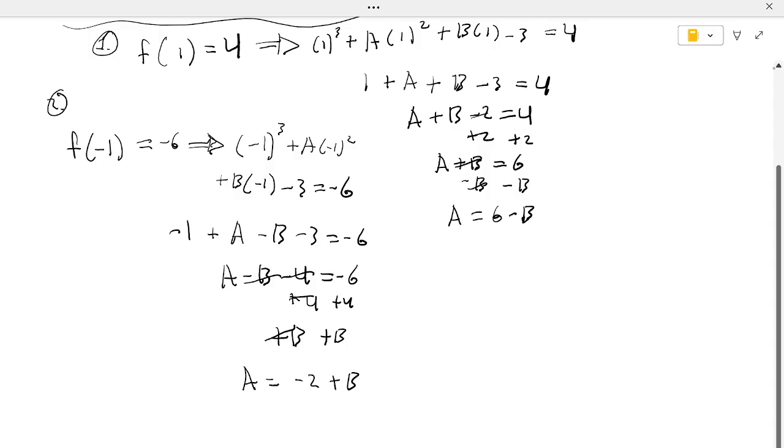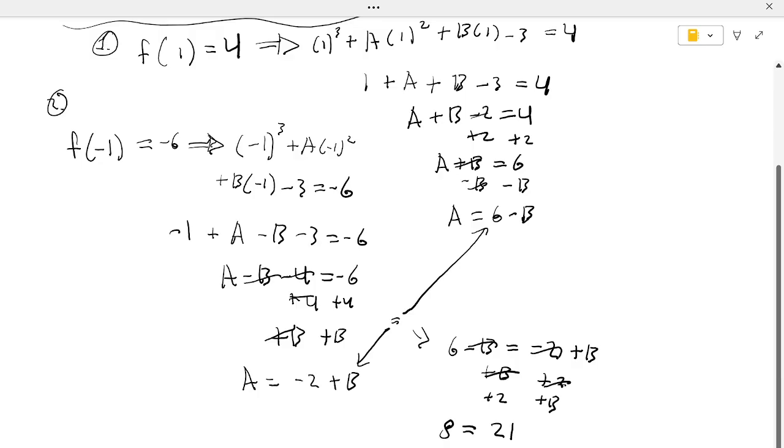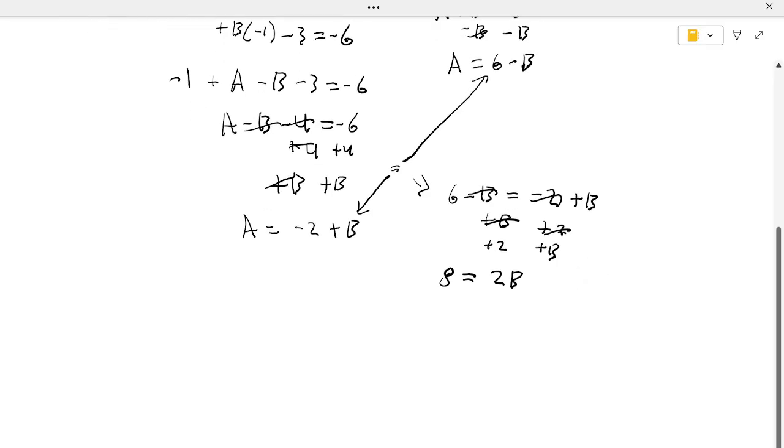I have a is equal to 6 minus b, and a is equal to negative 2 plus b. What I'm going to do is, because a is equal to both these things, I'm going to set them equal to each other, right? So we're going to get a third equation, which gives us 6 minus b is equal to negative 2 plus b. So I'm going to add b, and I'm going to add 2 to both sides. So what I'm going to get is 8 is equal to 2b. And if you divide both sides by 2, you get that b is equal to 4.